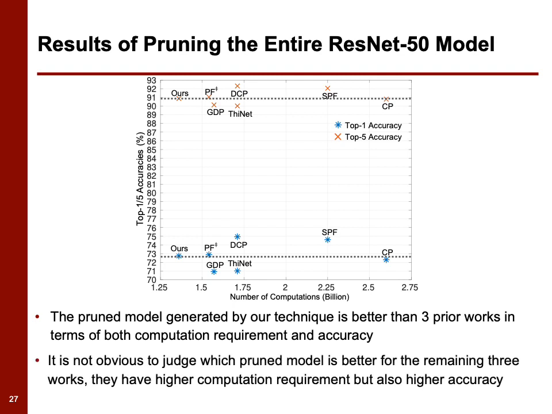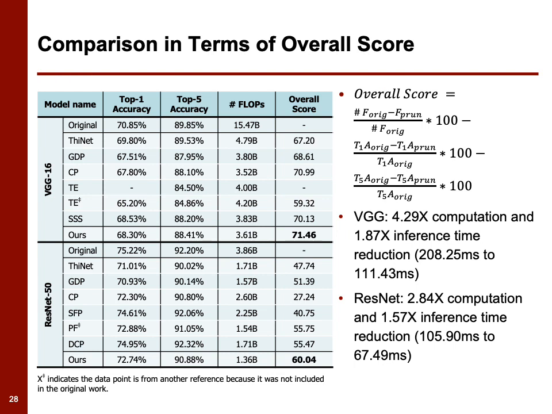Similarly, for ResNet 50, the pruned model generated by our technique is better than 3 prior works in terms of both computation and accuracy, but the result becomes not obvious when comparing the remaining 3 works. To overcome the problem that pruned models cannot be easily compared, we introduced the overall score metric to take into account both accuracy and reduction in computation.